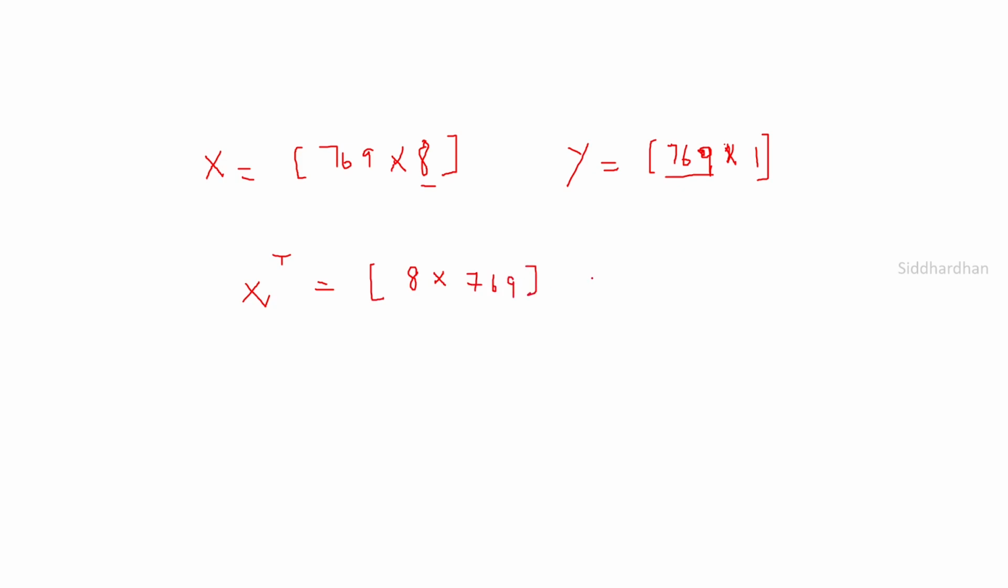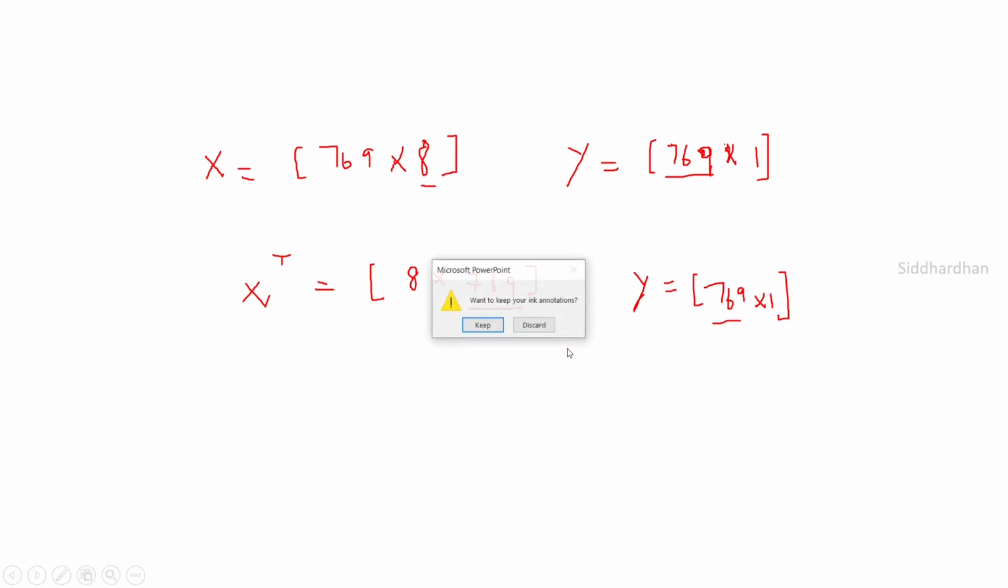And you will take the y matrix as such. So your y will be 769 into 1. Now as you can see here, this value and this value are similar, so you can multiply these two values. The important takeaway is that you cannot multiply x and y directly, but you can take the transpose of x and multiply it with y. So that's what we are doing here.